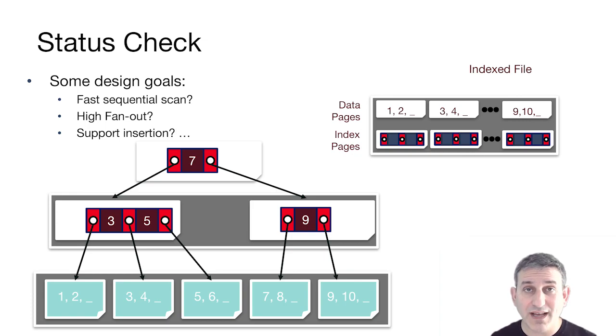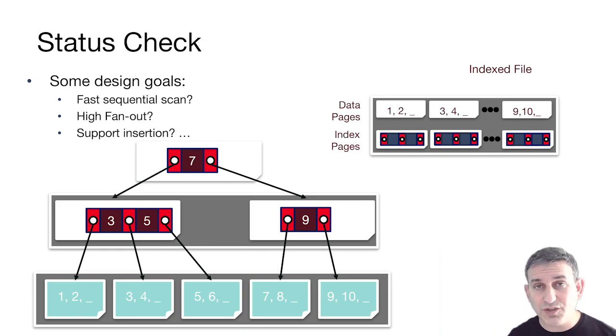Are they supporting high fan-out? Again, the answer is yes. We're doing a good job. These keys and pointers that we're putting on the index pages are quite small. The pages themselves are 256 kilobytes, so you can get quite a lot of pointers onto each page, which means you do get high fan-out. So that's good. What about supporting insertion? Does it support insertion? Well, maybe not so much, and this is one of the weaknesses of our design so far. We'll look at that in just a minute.